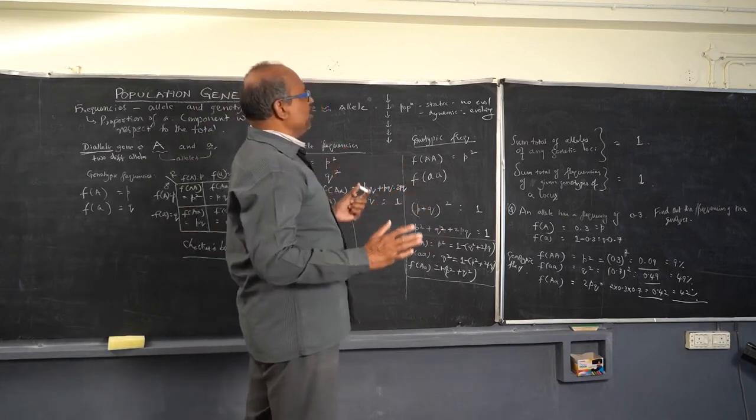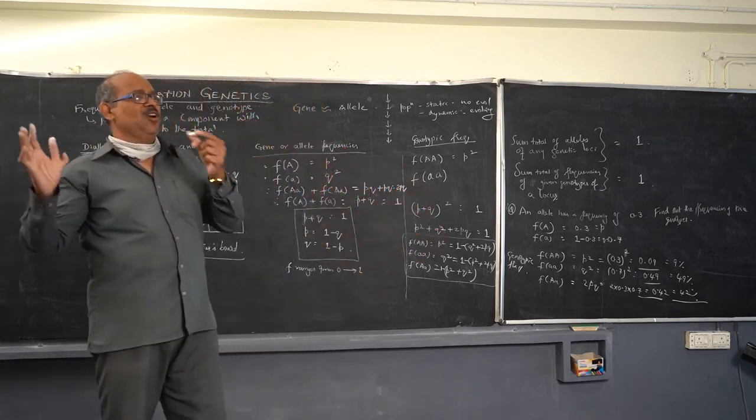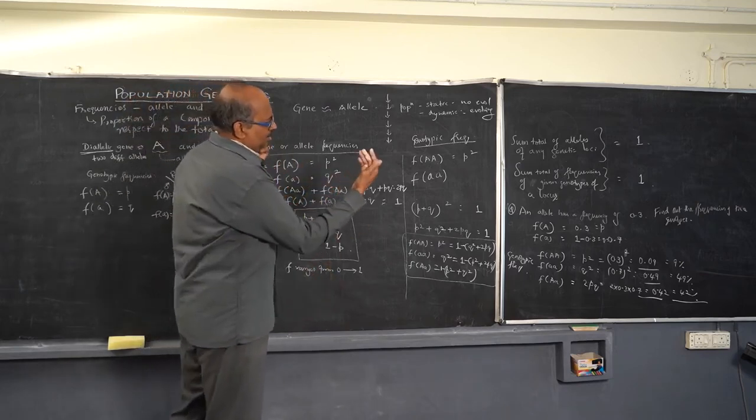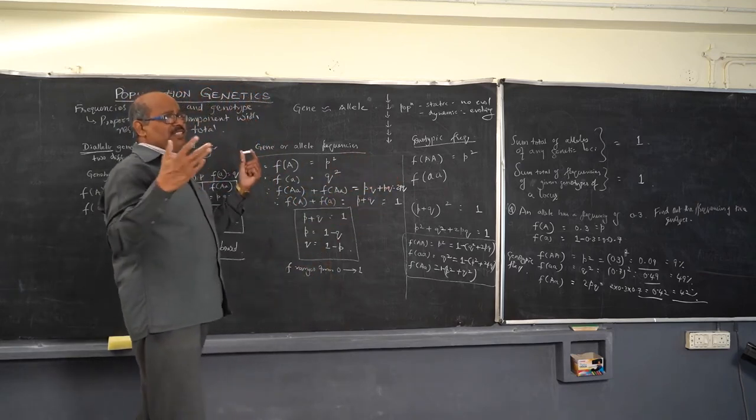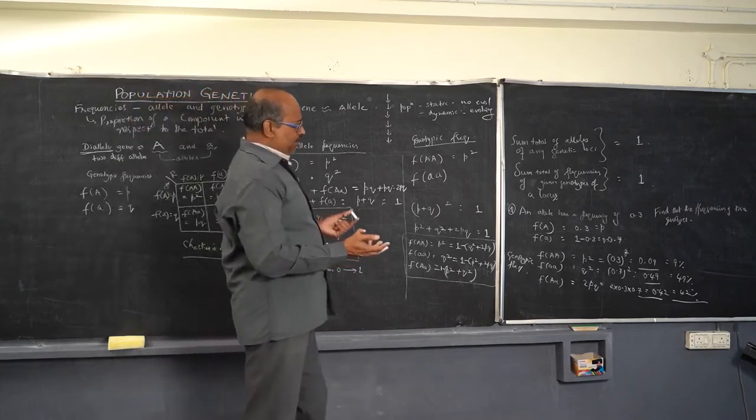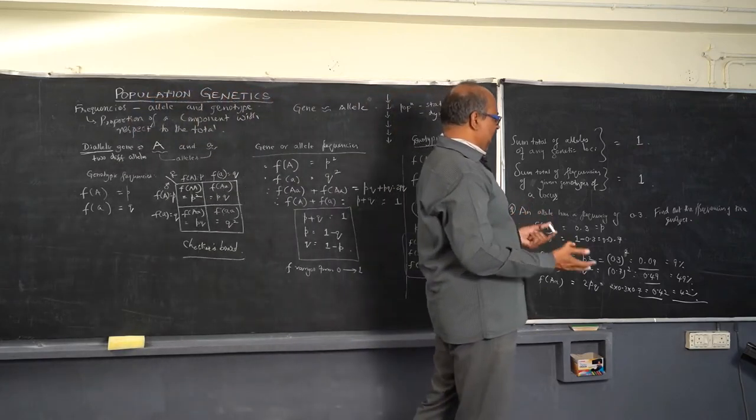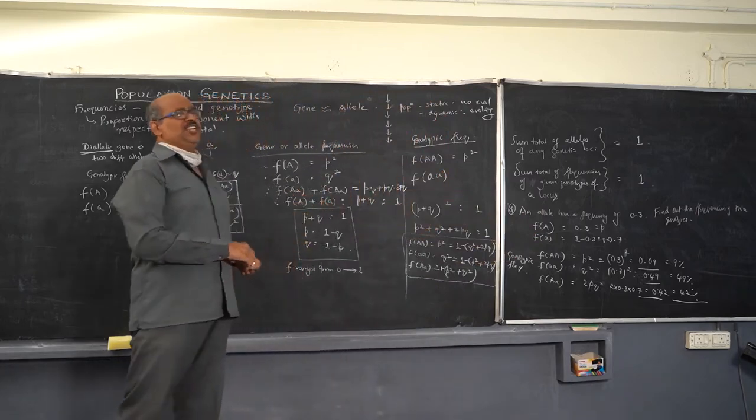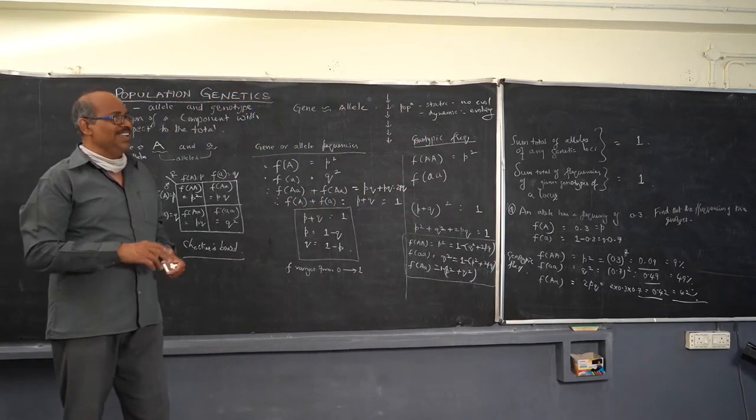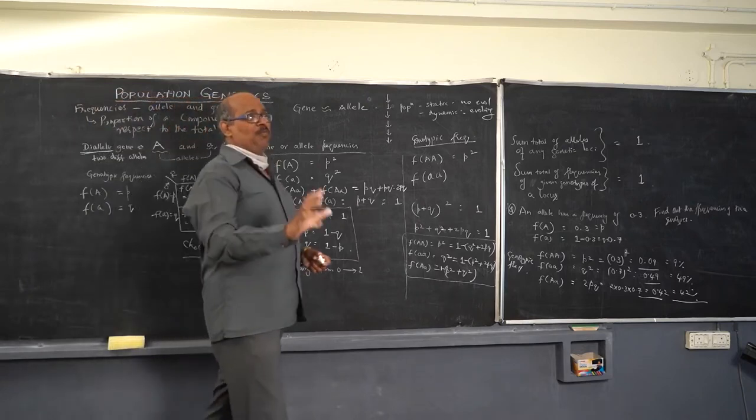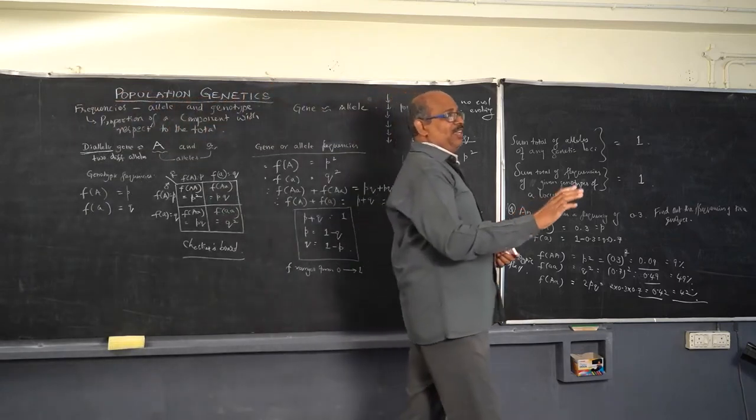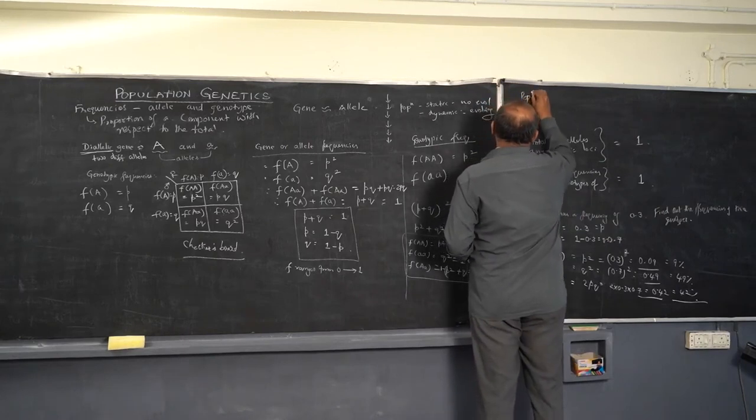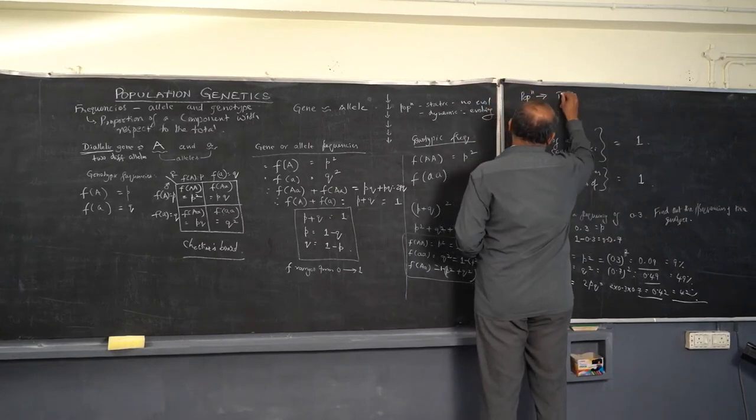If gene and genotypic frequencies remain constant from one generation to another, like 0.3, 0.7, they remain the same. 0.09, 0.49, 0.4 will remain the same from one generation to another generation. It means this population is not undergoing evolution. The population is said to be in equilibrium.